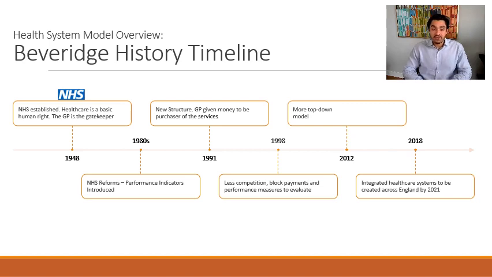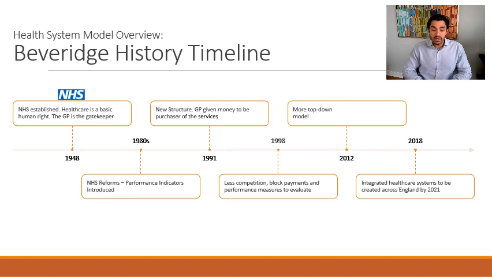In the 1980s, the first real reforms of the model were introduced. There was concern about the financial solvency of the NHS system. Performance indicators were introduced to see how different authorities were performing, which led to longer wait times for medical care.